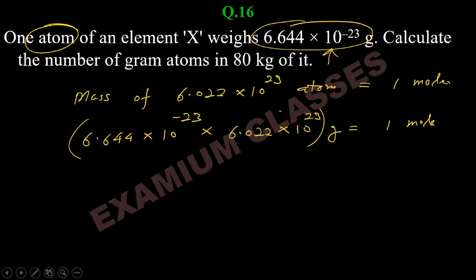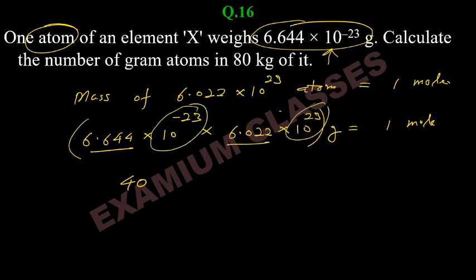Okay. So from here, you will get approximately, Pratham, it seems there is some calculation mistake, okay? Here you will get approximately 6.644 into 6.022, it will be approximately 40. Approximately when you calculate it will be 40. And 10 to the power minus 23 and 10 power 23 will get cancelled. So actually 1 mole will be 40 grams. It means the atomic mass will be 40 U. Is that clear or not?